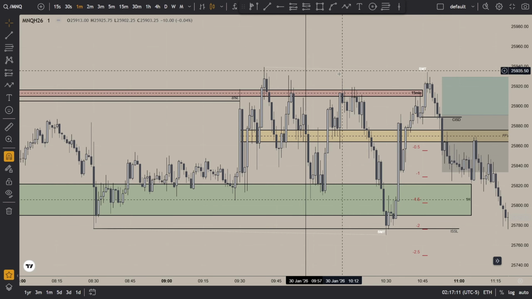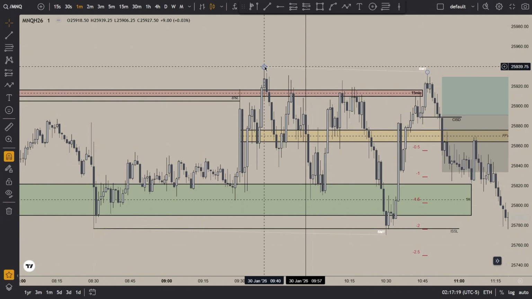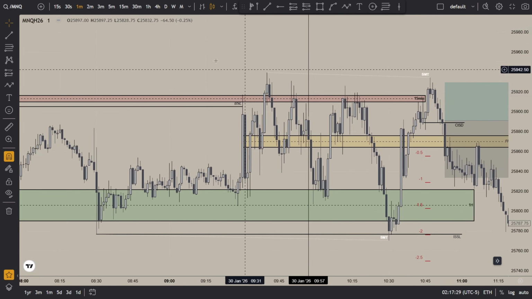I'm looking at, okay, we came back and put in another high, which I don't really want to see, right? Because we haven't swept internal liquidity, and at this point I'm like, okay, nice. We've put in more highs, more liquidity, more buy stops, which is exactly what I told you guys that I wanted to see in the beginning.